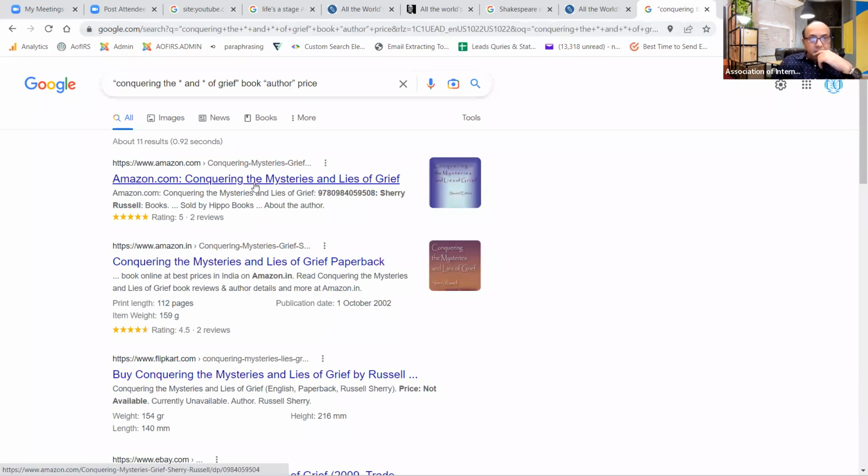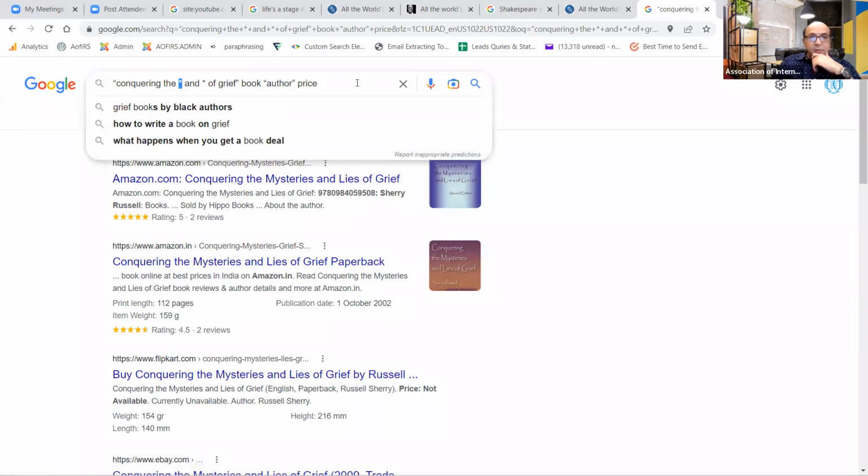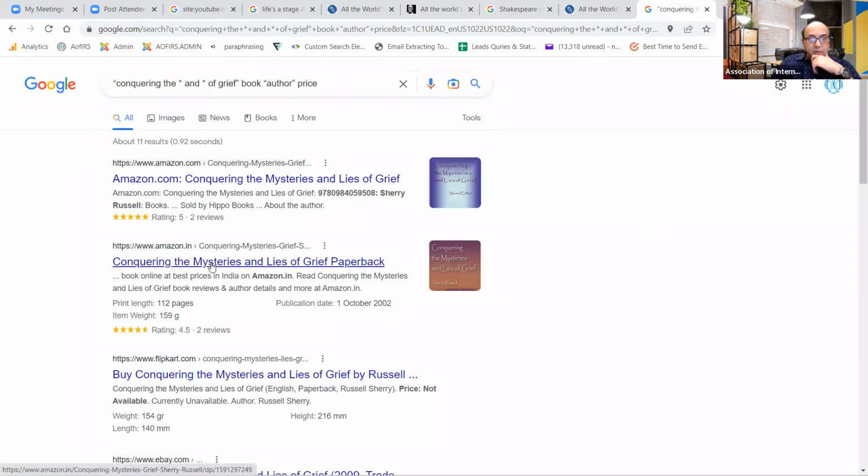So the missing words were "the mysteries and lies of grief", right? Conquering the mysteries, and is there, and then lies is the other word. So the two words missing were "mysteries" and "lies". And just because the placement is correct, that's why it has pulled this sequence. If you had not put any of these words correctly or don't quite remember them, don't put them, because it's just going to kill the query totally.